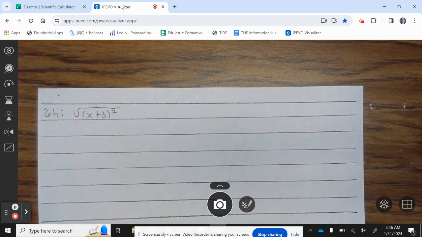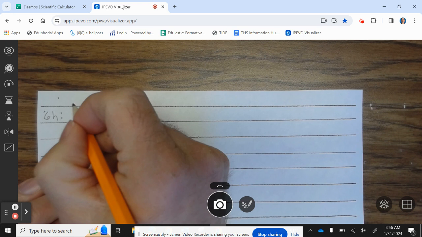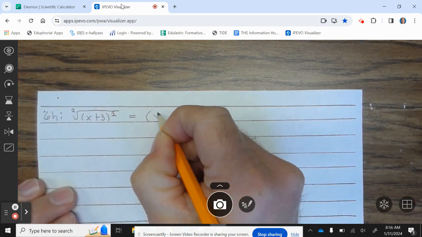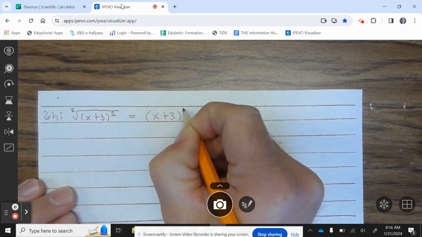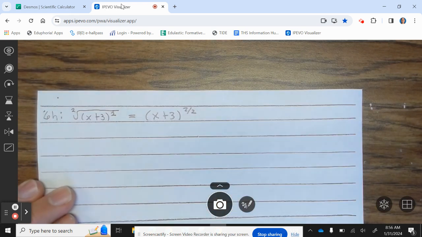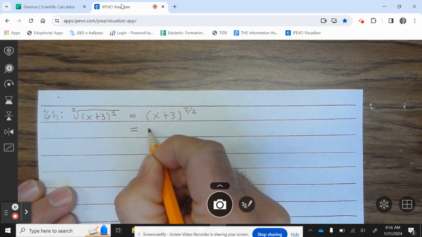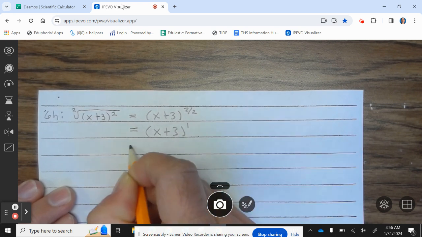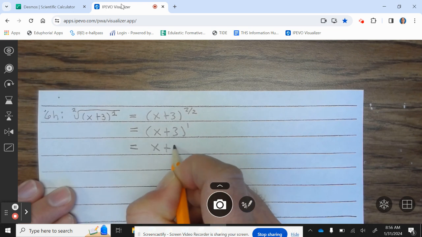All right, last one. 6h. Technically, square root is second root, so this can be rewritten as x plus 3 to the 2nd power divided by 2, which simplifies to be x plus 3 to the 1 power, which we can just write as x plus 3.